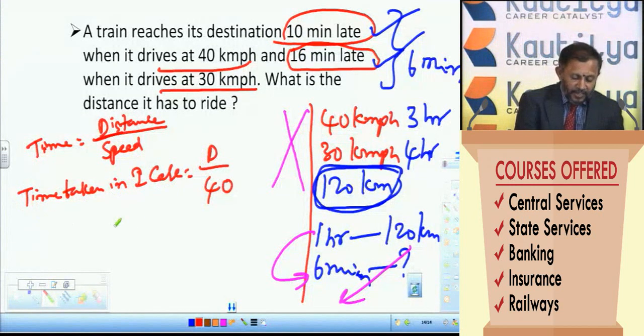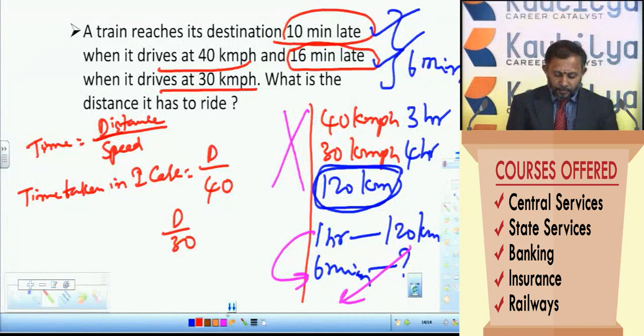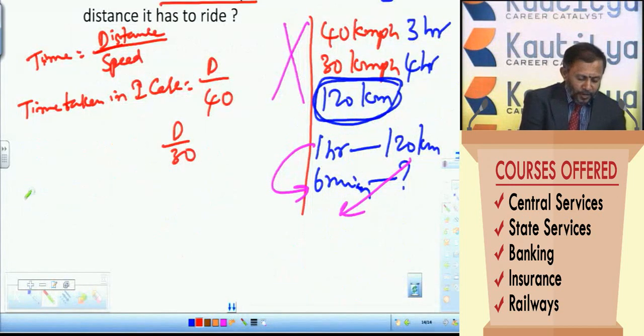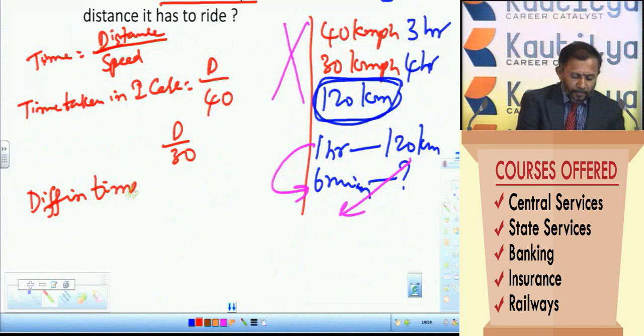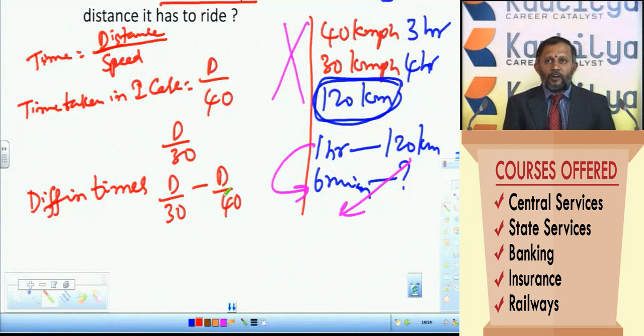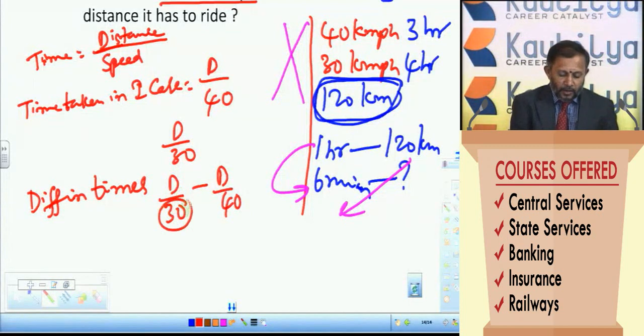The time taken in the second case is equal to distance by speed. So therefore the difference in time is d by 30 minus d by 40. What you have to observe is that when the distance is the same, as the speed is lower in the second case, it requires more time.